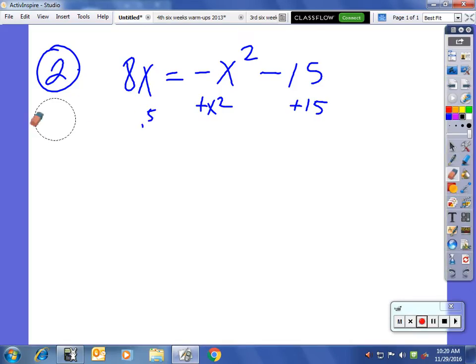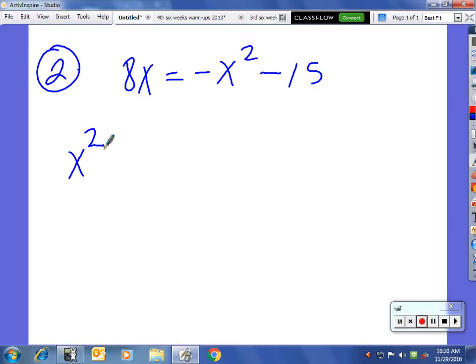Okay, so let's rearrange this and tell me what it would look like now. Positive x squared plus 8x plus 15 equals 0. So in one step, we not only moved everything, but we also put it in the right order with x squared, x, and constant. When you shift something to the other side of the equal sign, all that happens is the sign changes. This becomes a positive, this becomes a positive. The 8x stayed exactly like it was because we didn't move it.